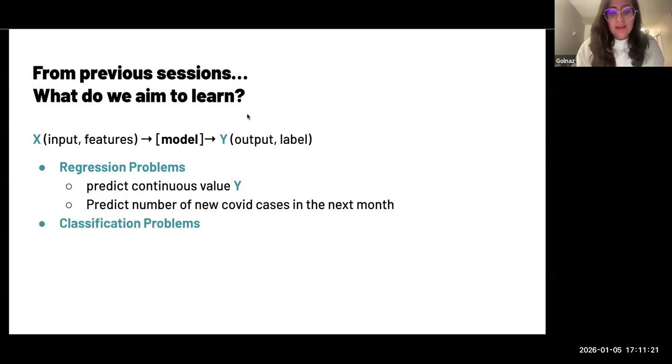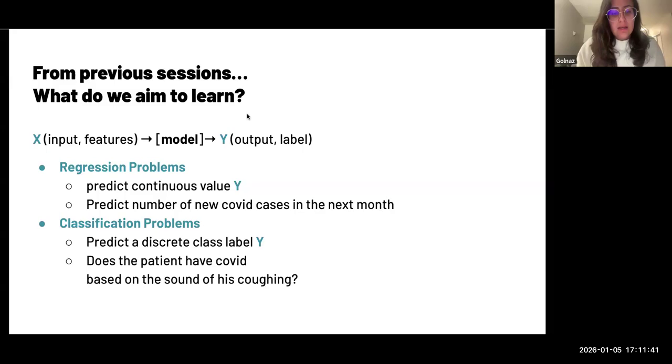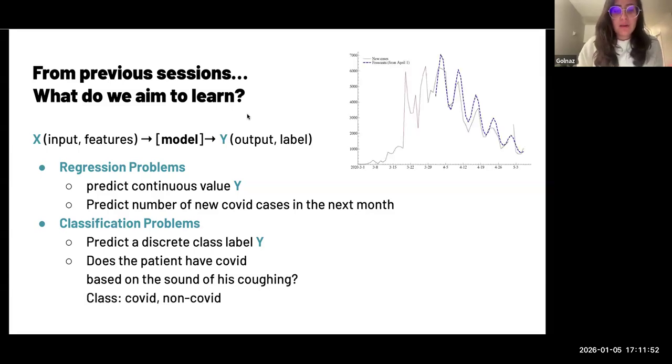On the other hand, there are classification problems where your goal is to predict a discrete class label. So there's no longer an order to the thing that you want to predict. It's just discrete categories. So you want to categorize your data in a sense. An example is a binary classification question of, does the patient have COVID or not, based on the sound of their cough?